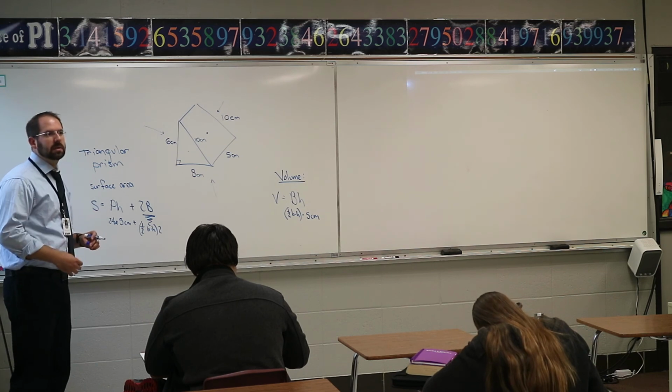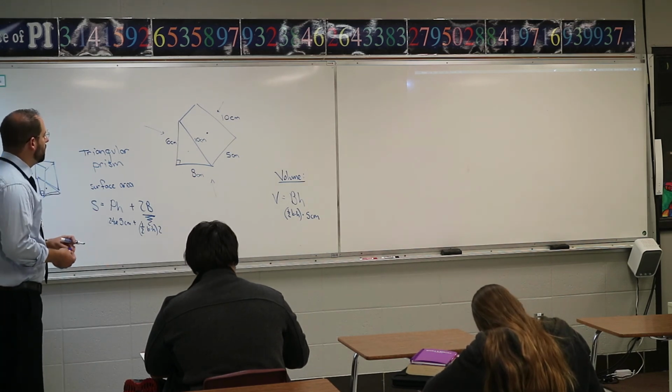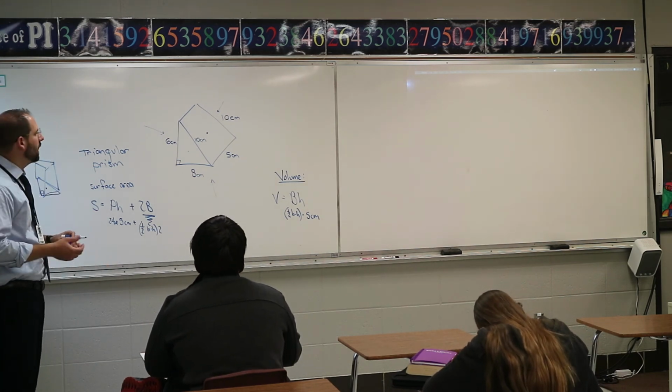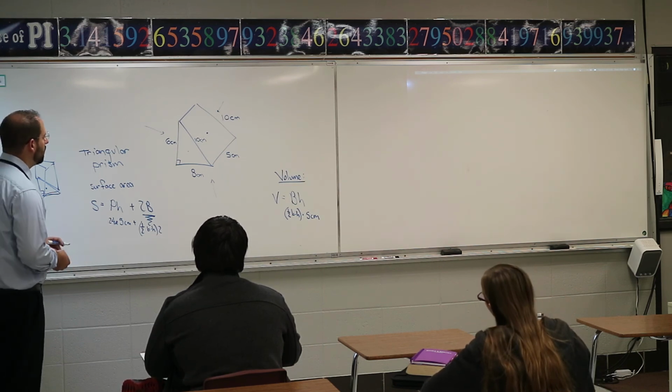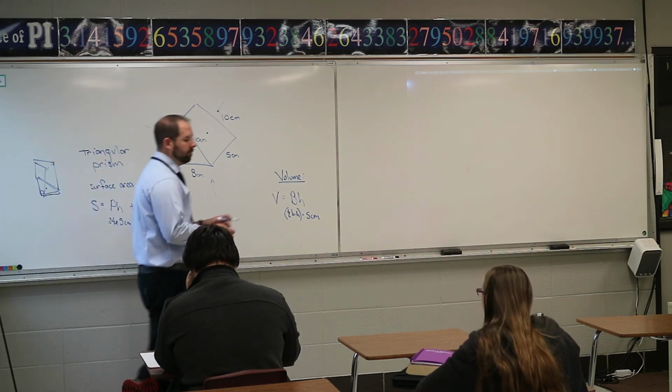So that's the area of the base times how tall it is. Notice I'm not using 10 on that formula at all. Base and height of the triangle is 6 and 8. Cut that in half, then you take it times 5, and that's your volume. Because how do you find the volume of a prism?